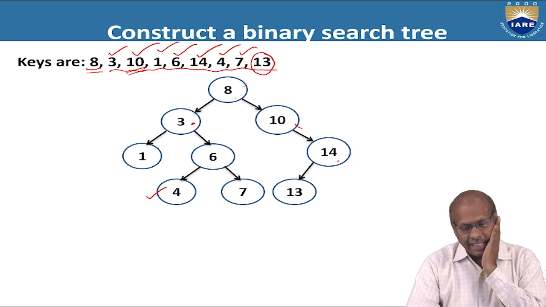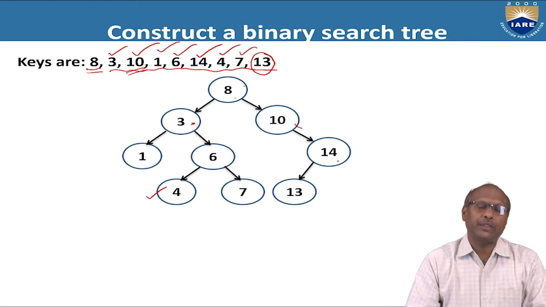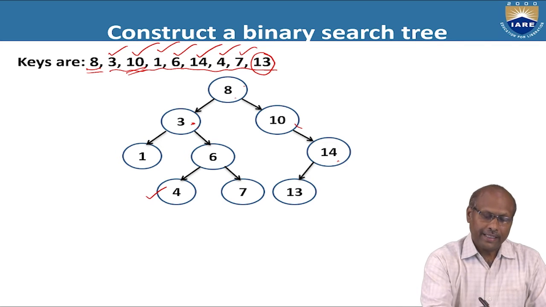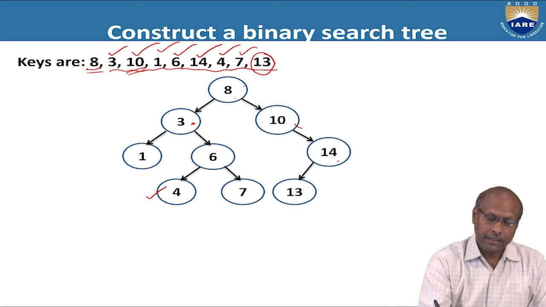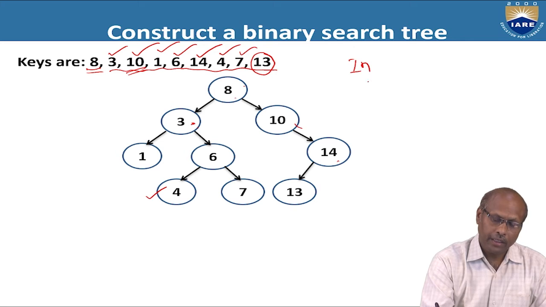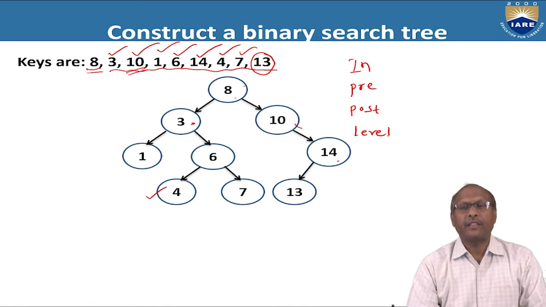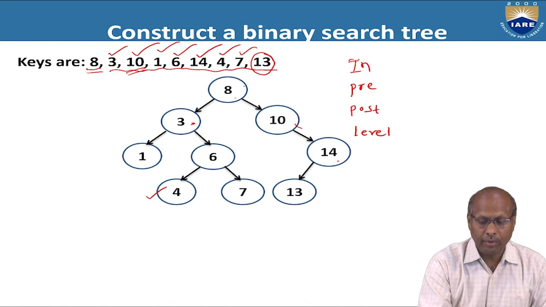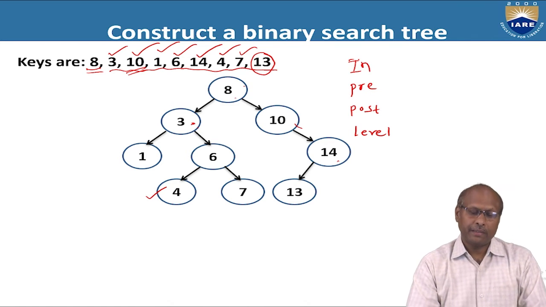Once the tree is constructed, they may ask a question. There are different traversals. After constructing the tree, they may ask in-order traversal, pre-order traversal, post-order traversal or level order traversal. There are 4 different types of traversals. What is the value of this?